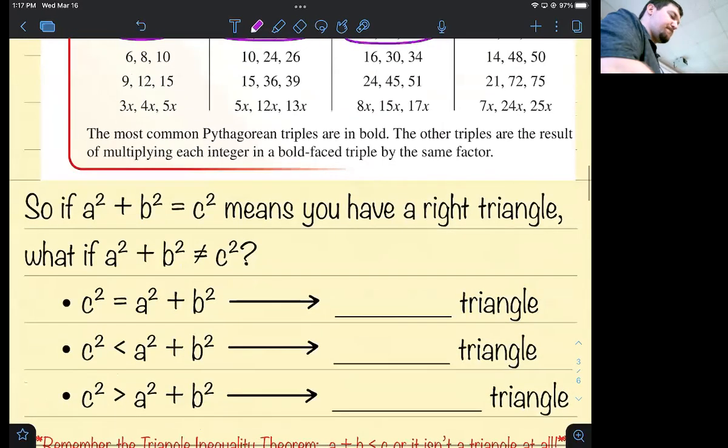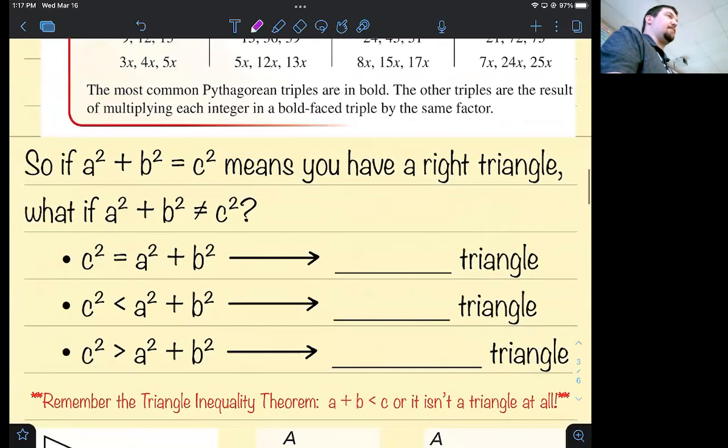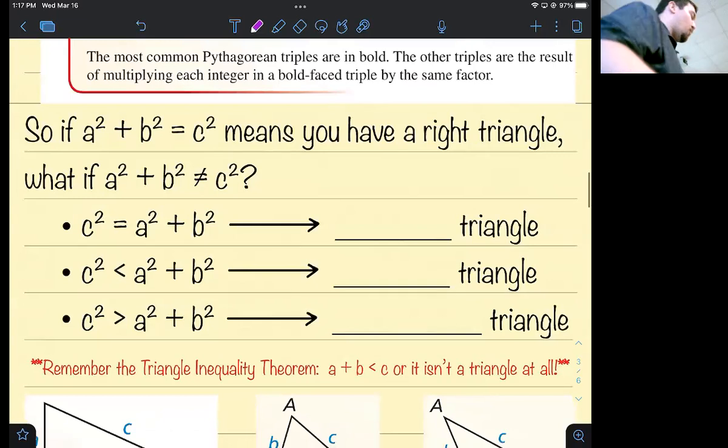So the key idea from today is that if a squared plus b squared equals c squared, you have a right triangle. The question is, what happens if it doesn't equal c squared? Well, the easy answer is not a right triangle, but it could still be a triangle, right? Okay, so we're going to talk about two other types of triangles. If it's not a right triangle, it has to be either an acute triangle or an obtuse triangle.